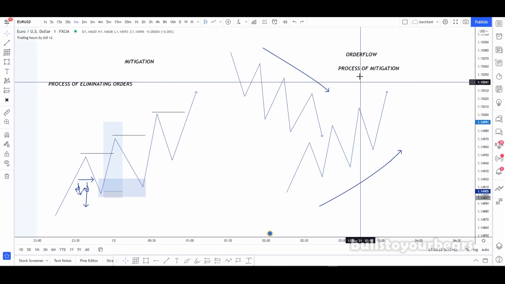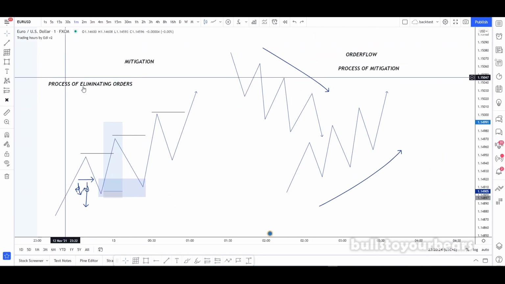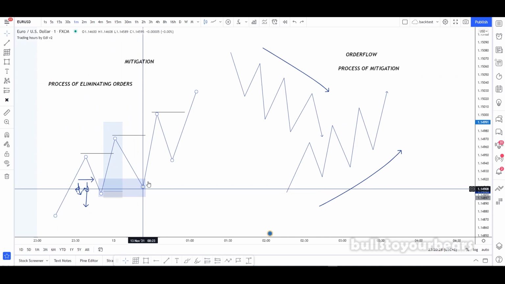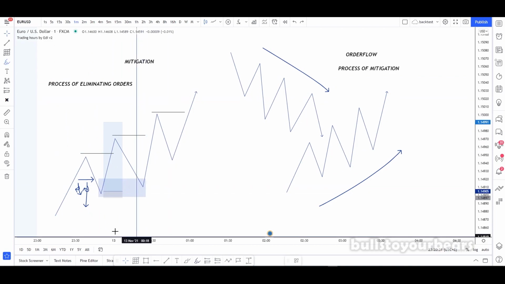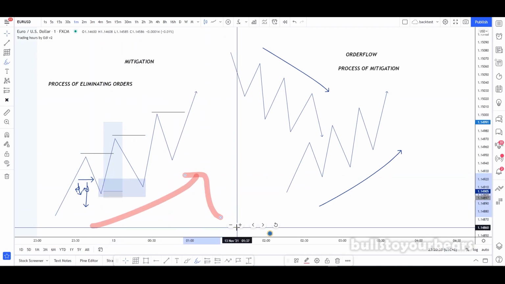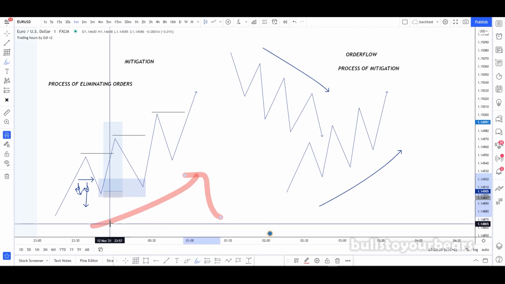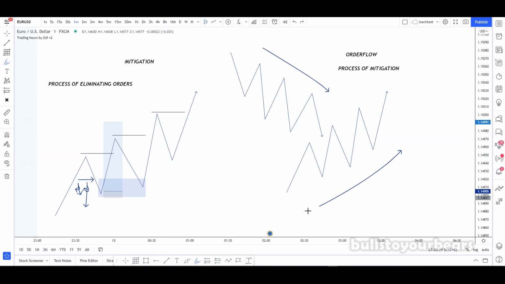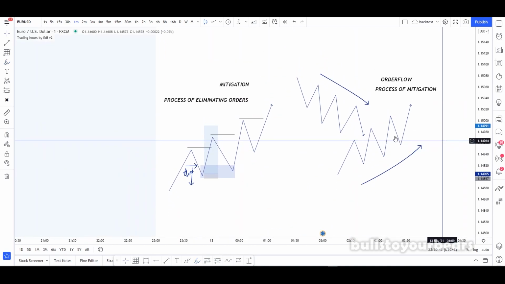Order flow is the process of mitigation. Mitigation is the process of eliminating orders. That's why price came back. And then when price pushed higher, there you go, order flow is bullish. Order flow is confirmed because price came back, respected, and went higher. Simple as that, right? Okay, I hope I'm not confusing you guys.